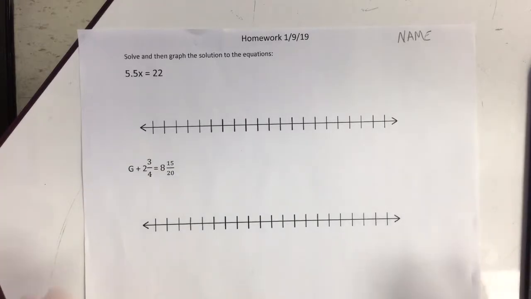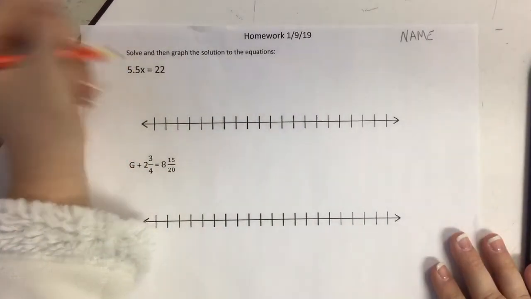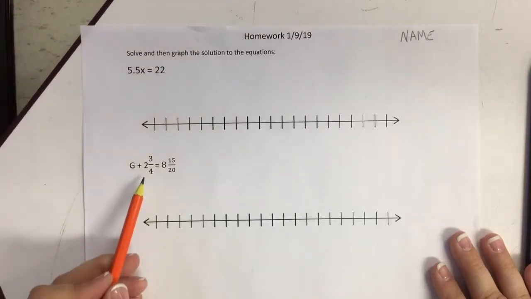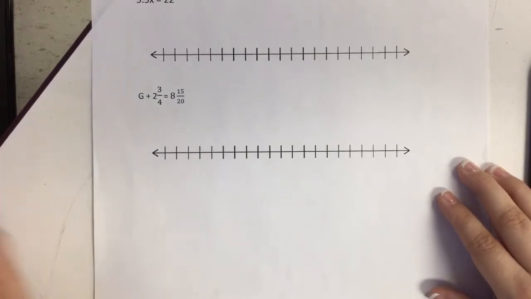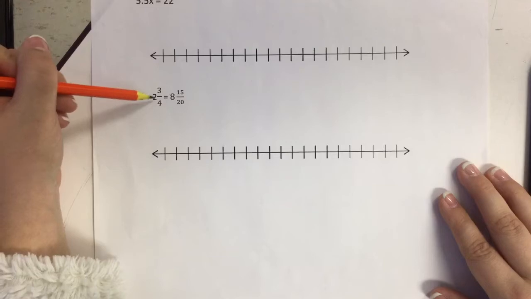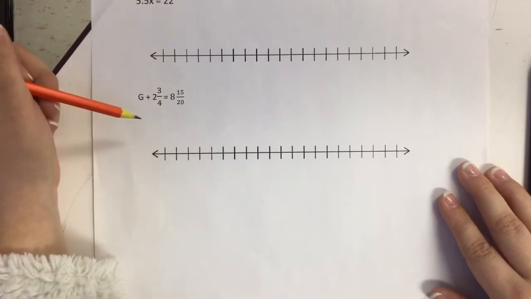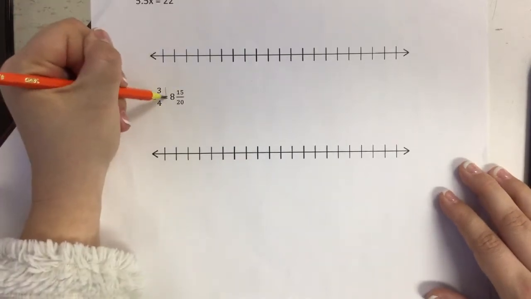Now, we're looking at solving and then graphing the solution to these equations. Now, I feel like you can take care of 5.5x is equal to 22. I want to look down here at our fraction problem because we have two different fractions. We have 2 3/4 and 8 15/20. Now, first of all, I need to draw my line.